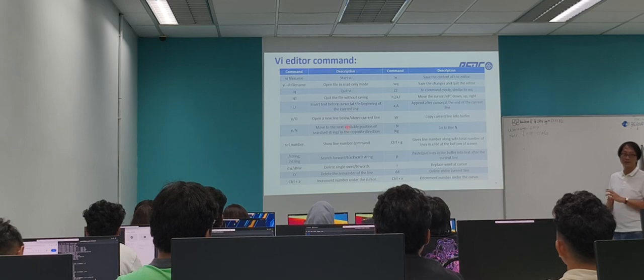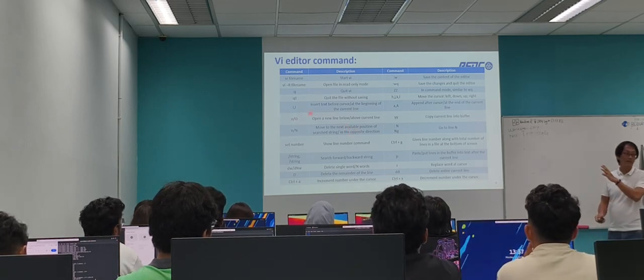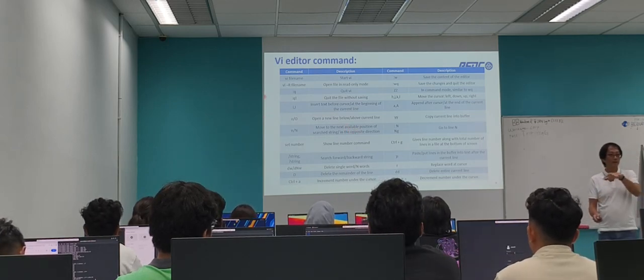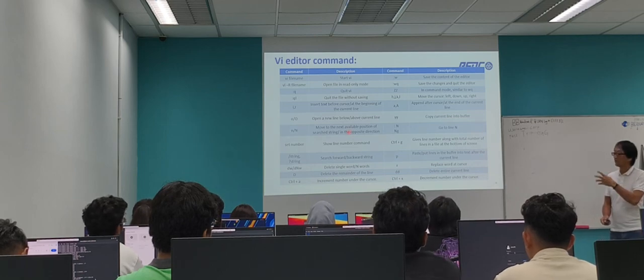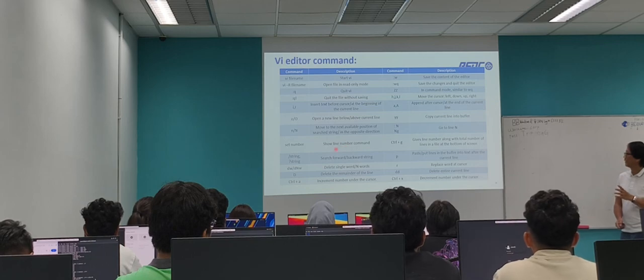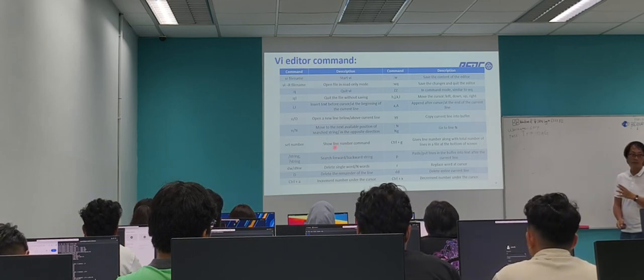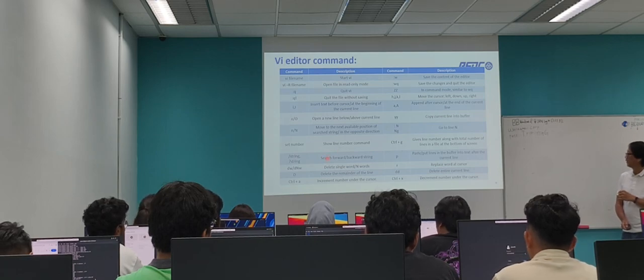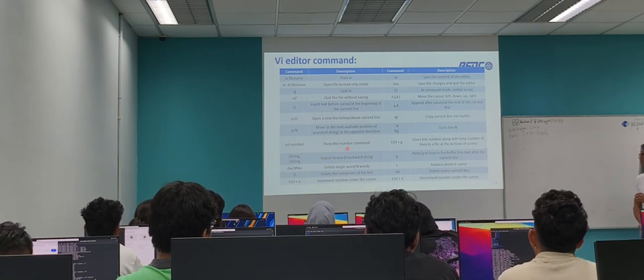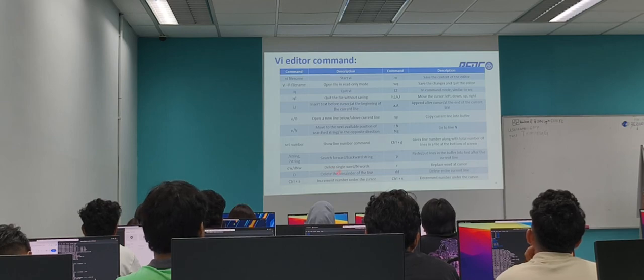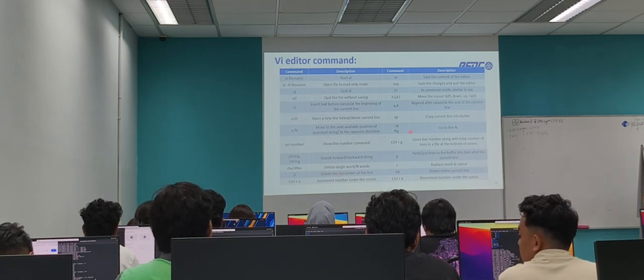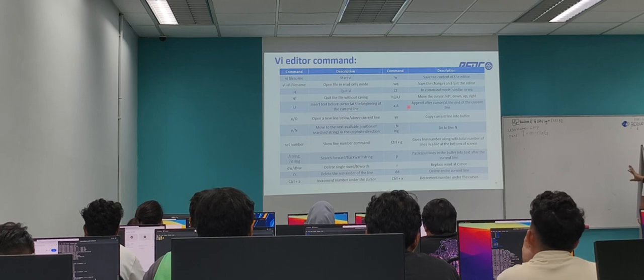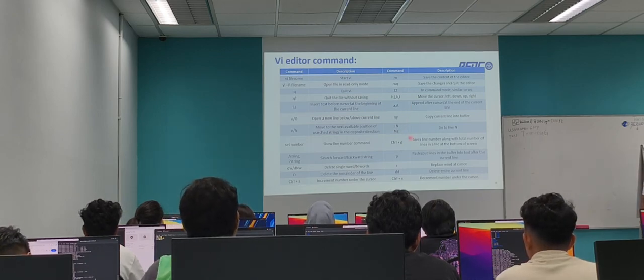And n moves to the next match when you do a search, and capital N searches in the opposite direction. You can set the line to show the number, the string, delete word. So I will not go through all of this. I'll give you this.